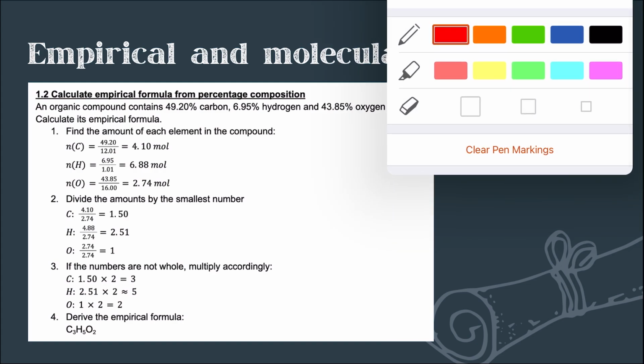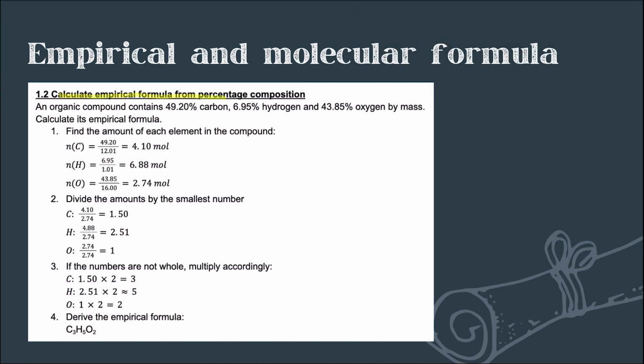Now we can also look at this example. We could also be asked to calculate empirical formula from percentage composition. This is a worked example where we have an organic compound that has 49.2% carbon, 6.95% hydrogen, and 43.85% oxygen by mass. Calculate its empirical formula. There are three steps to this.